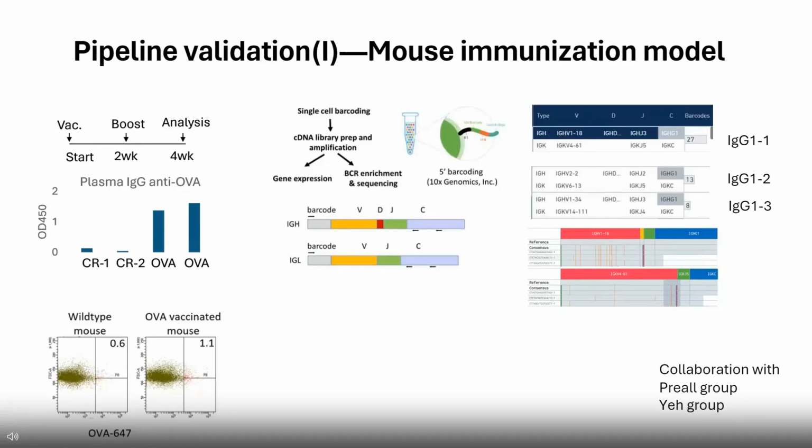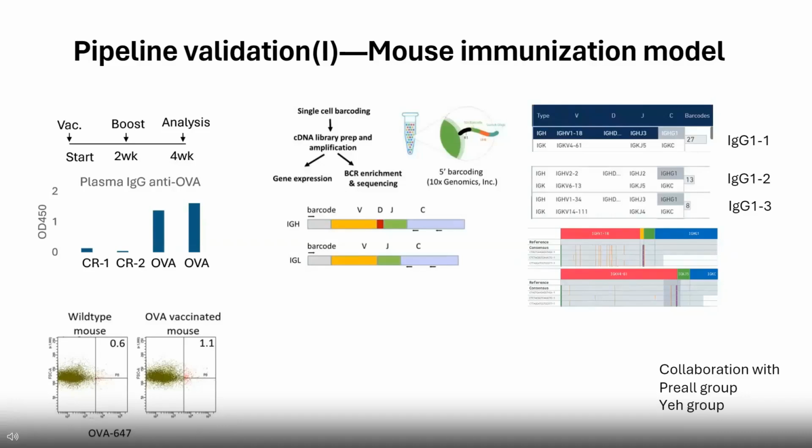So you can see we are able to identify quite a few expanded clones. I'll show you the example of the top 3. In the lower panel, it may be a little bit hard to see, but the yellow vertical lines indicate somatic hypermutations that are different from germline. So we are able to identify somatically hypermutated and also expanded clones.